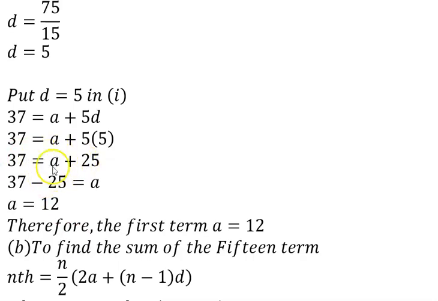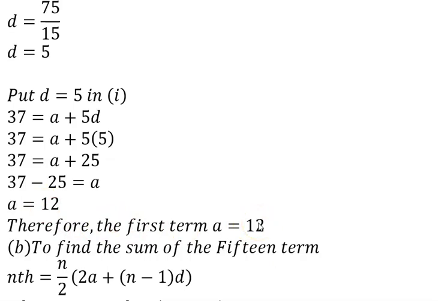Let's make a the subject of this formula. a is standing alone. So 37 is here already. If this 25 crosses the equality sign, it changes to what? Minus 25. So if you say 37 minus 25, it will give us what? 12. So our a, which is our first term, is what? 12. Therefore, our first term is 12. We've gotten our first term. That is what the question requires from us.